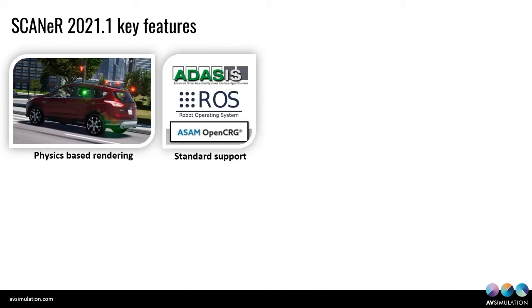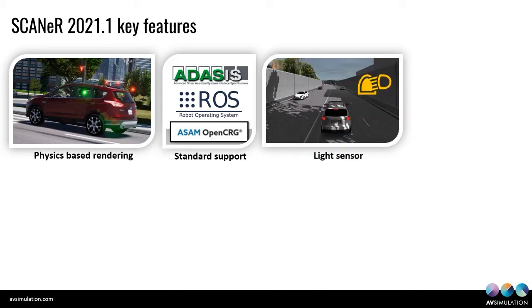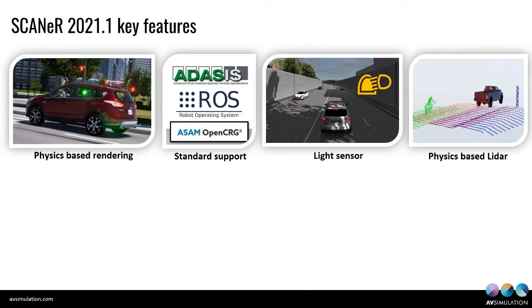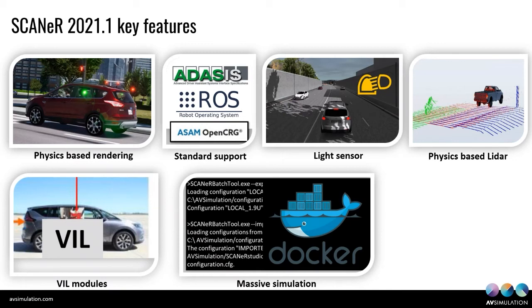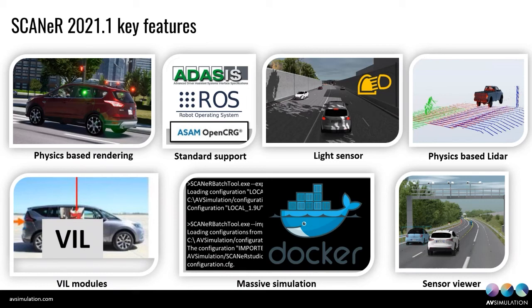We also have many new standard supports: ADASIS for the horizon, a new RosBridge, and the support of the ASAM OpenCRG road surface format. We have new sensors, a light sensor, and a new L2 physics-based Lidar sensor. We have many new features for vehicle in the loop application, many tools for simplifying the deployment of massive simulation, and also this new sensor viewer, in addition to many new features and improvements of the performance and of the usability of SCANeR.